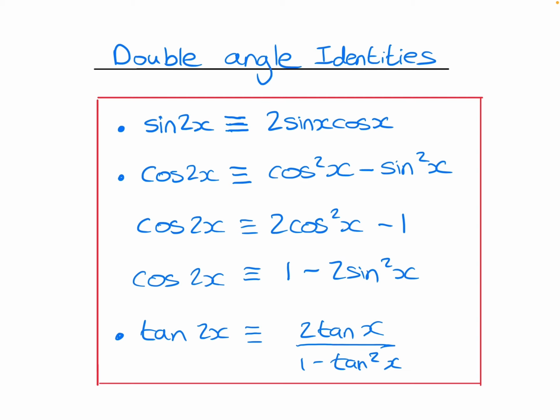And then tan 2x is not quite as common as the other ones, but that is identical to 2 tan x over 1 minus tan squared x. So make sure you've got those copied down, make sure you've put a big box around them. You need to learn them. Let me show you where they come from.